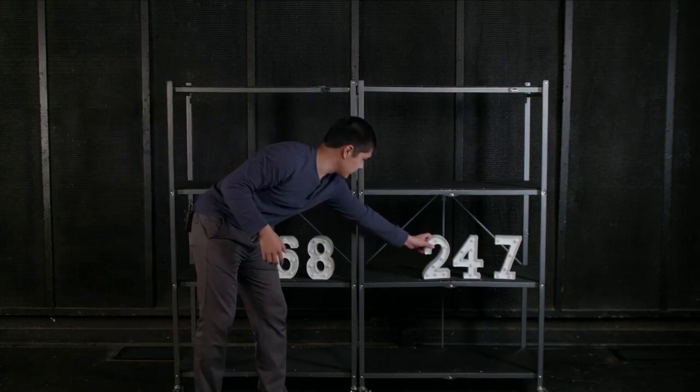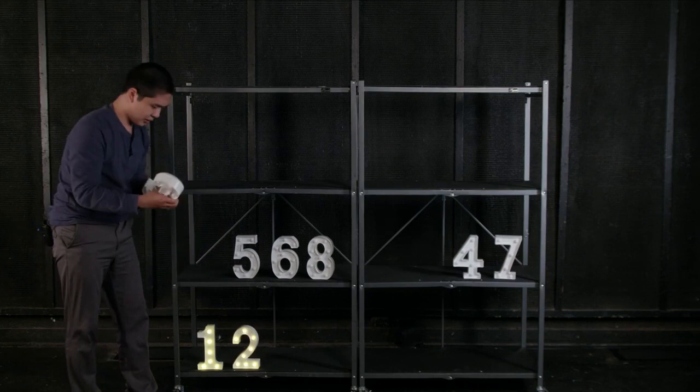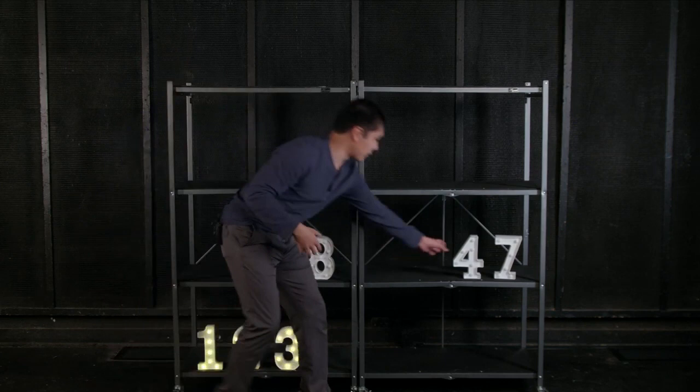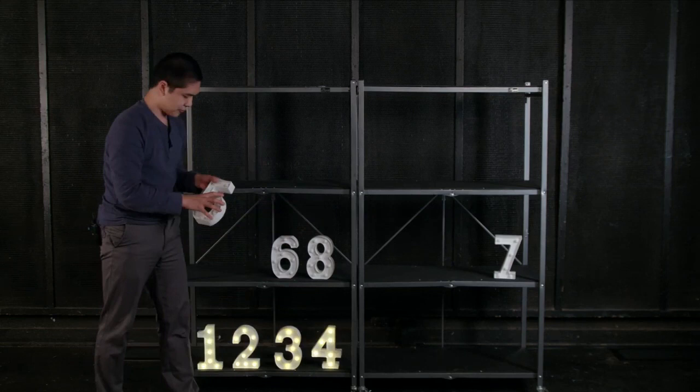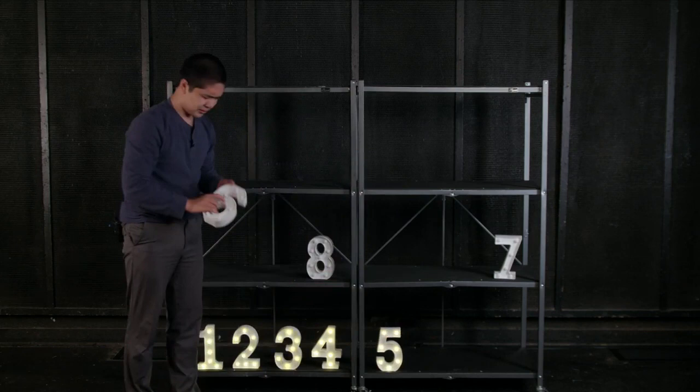Now I'm comparing the 3 with the 4. So the 3, that goes next. Next, I'm comparing the 5 with the 4. The 4 is smaller. So the 4 goes into place next. Now I'm comparing the 5 with the 7. The 5 is smaller. So that one goes into place. I'm next comparing the 6 with the 7. So the 6 is smaller.